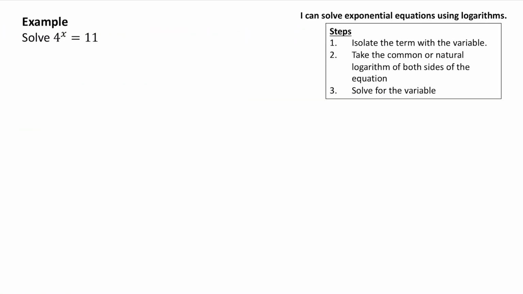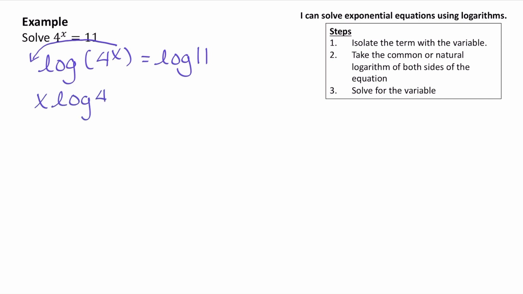So let's suppose we want to solve 4 to the x equals 11. So I'm going to go ahead and take the logarithm of both sides. So this is the log of 4 to the x equals the log of 11. So now what I can do is use the power property to bring this x down in front. Okay, so this becomes x log 4 equals log of 11.